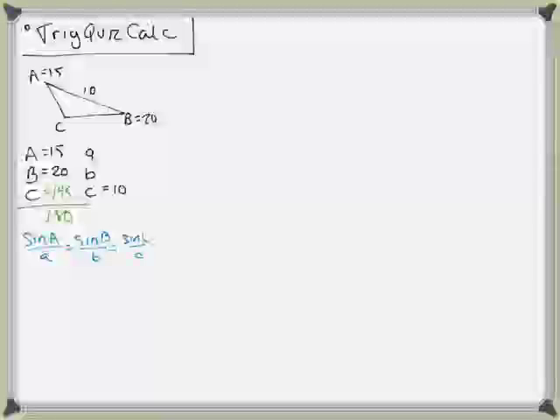So we're going to set up, using the pair that we know both parts of with letter C, sine of 145 over 10 equals, and it doesn't matter which thing we go for first here, so I'll just go alphabetically and say sine of 15 over A. When we have a fraction equals a fraction, we can solve by cross multiplying. So I get A times sine 145 equals 10 times sine 15. And to get A alone, we'll divide by that sine 145.